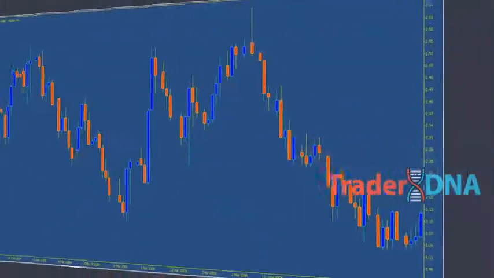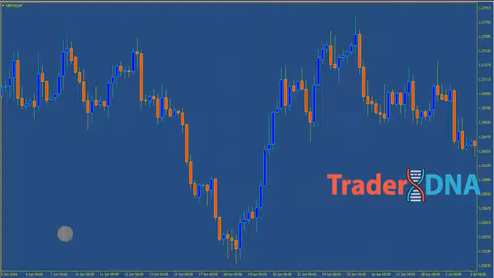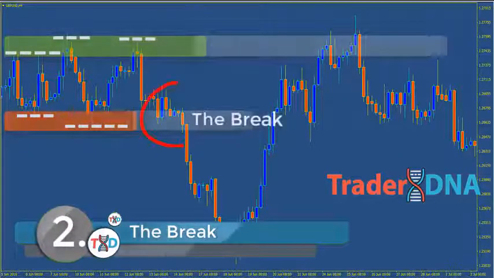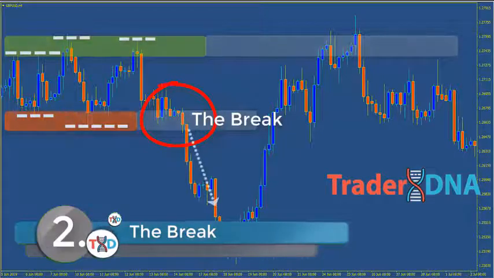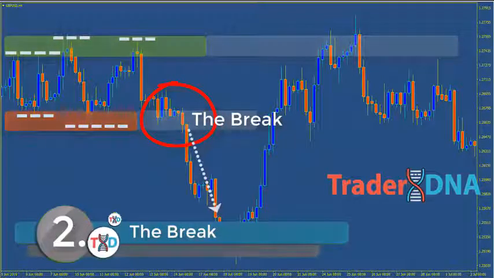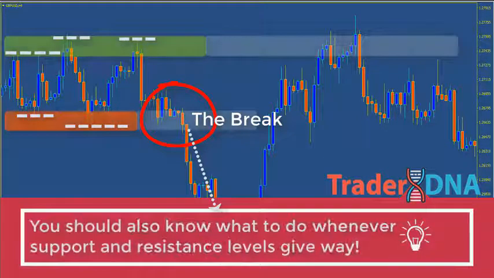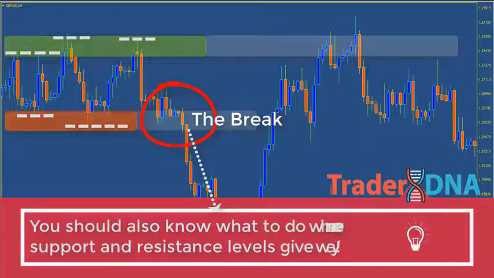Second, the break. In a perfect world, support and resistance levels would hold forever. In a perfect trading world, we could just jump in and out whenever price hits those major support and resistance levels and earn loads of money. The fact of the matter is that these levels break and often. So, it's not enough to just play bounces. You should also know what to do whenever support and resistance levels give way. There are two ways to play breaks in trading: the aggressive way and the conservative way.